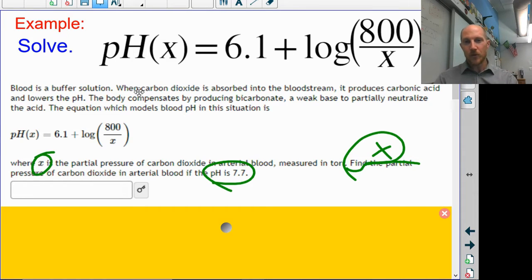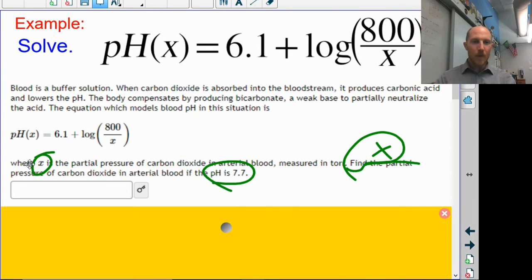So blood is a buffer solution. Carbon dioxide is absorbed in the bloodstream. It produces carbonic acid, which lowers the pH. The body doesn't like the lower pH. It compensates by producing bicarbonate to raise the pH. It's a weak base. It partially neutralizes the acid. Great. So the equation is given. I typed it larger up here. All right. We don't need to understand how any of that stuff works.